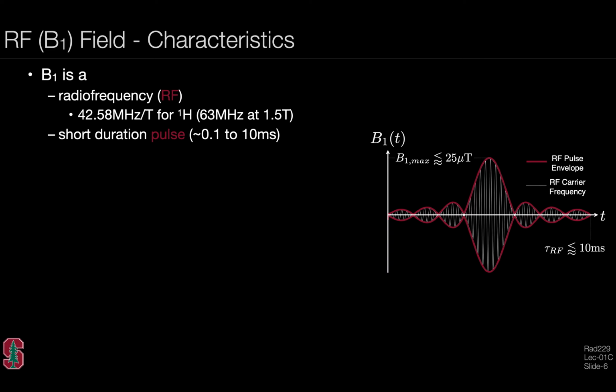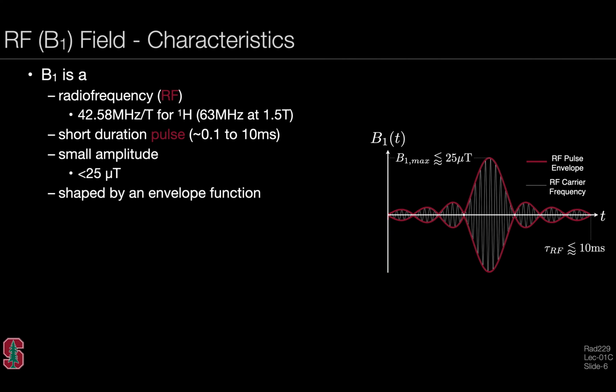RF pulses are short in duration, so they're typically hundreds of microseconds, maybe tens of microseconds for the shortest pulses, more typically hundreds of microseconds or milliseconds, and not typically longer than tens of milliseconds. So relatively short in duration. They're small in amplitude, so it's important to appreciate the amplitude of these pulses is only on the order of a few microtesla, substantially lower than the externally applied B0 field.